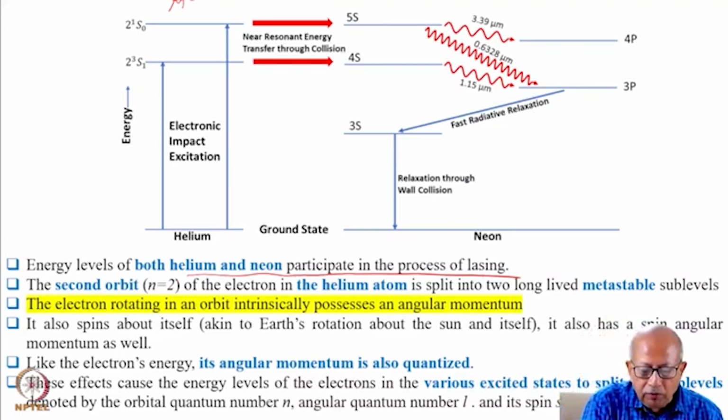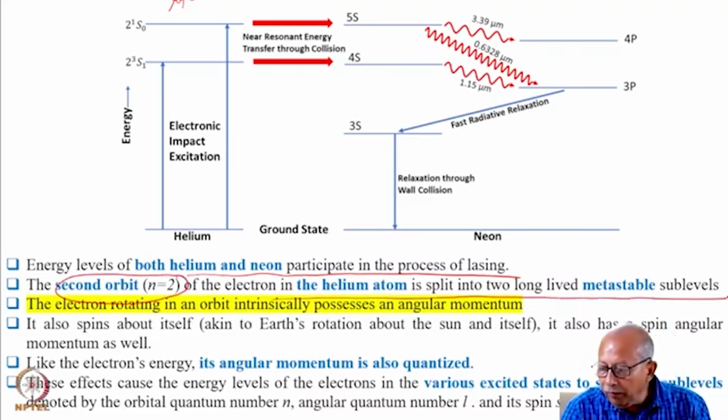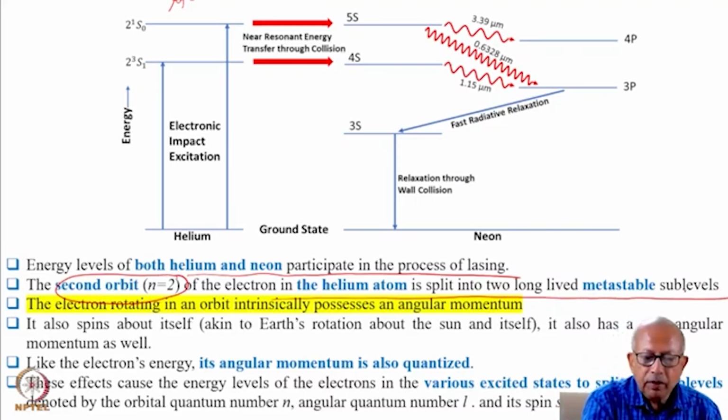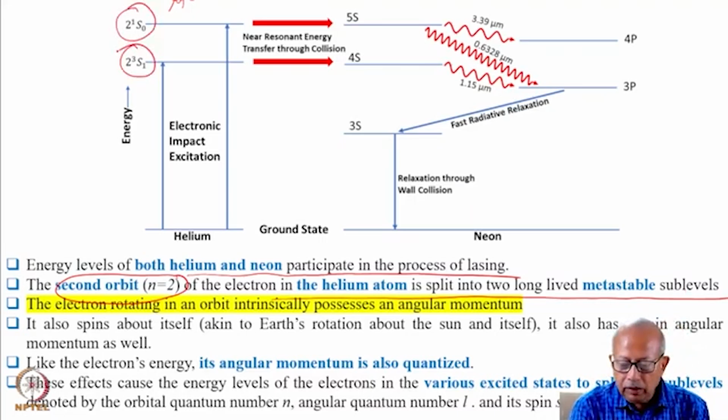Now the second orbit, that is n equal to 2, of the electrons in the helium atom is split into two long-lived metastable sublevels, 2 1S0 and 2 3S1. Let me very briefly explain the splitting of this.